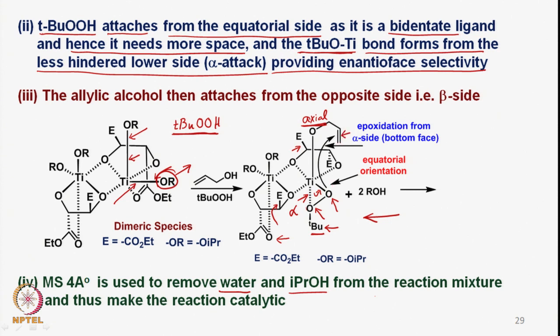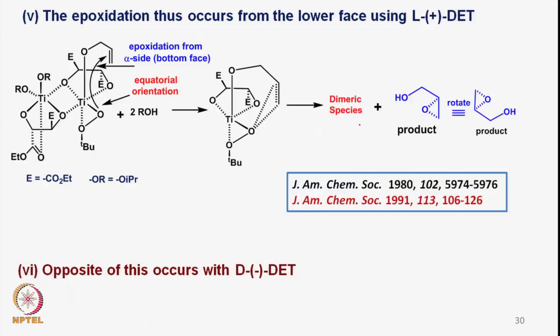That means the allylic alcohol part is on the top and the epoxide is here, and from the bottom side the epoxidation is essentially taking place. If it takes place from the bottom side, what we get, as you can see here, is that in the transition state the double bond is here, which is what is shown here, and the oxygen is here. That attachment is allowing the epoxidation to take place from the lower side.